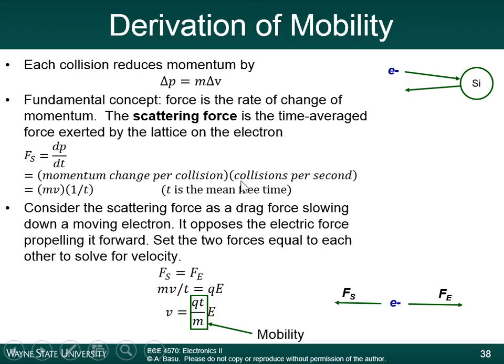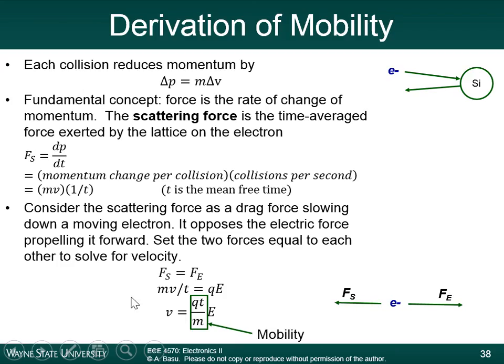So the way that you can derive the scattering force, the frictional force, is the time average force exerted by the lattice on the electron. The way you calculate it, the scattering force is equal to dp/dt, the rate of change of momentum divided by the time. This can be calculated as a momentum change per collision multiplied by the collisions per second. And think about the units here. Momentum change per collision, that's delta p, okay? That's mass times velocity, and collisions per second is 1 over time. So this gives you the change in momentum over change in time. That's the scattering force. This is equal to mv, because you assume that the momentum change per collision is mass times the velocity, coming from the analysis that we just did up here.